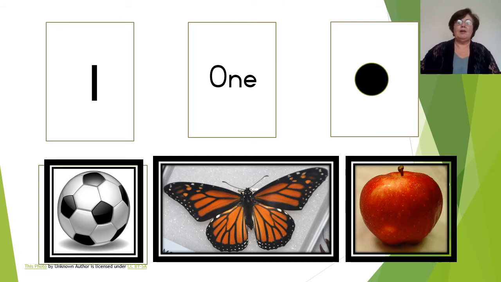Here we have number 1. It's one stripe for the number 1, and we spell it O-N-E, and just one little dot. Then we can see there's one ball, one butterfly and one apple.